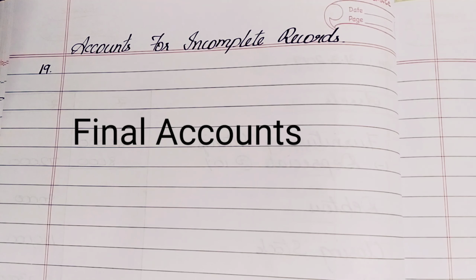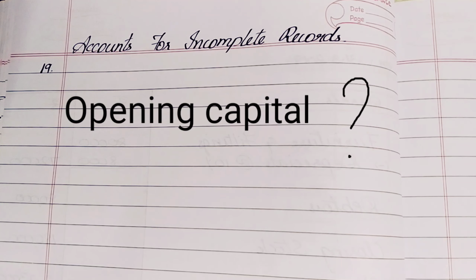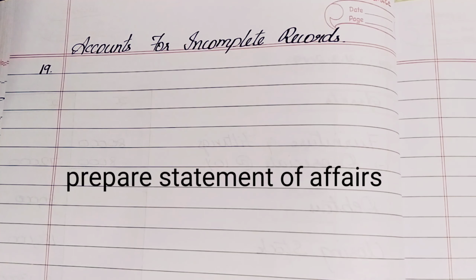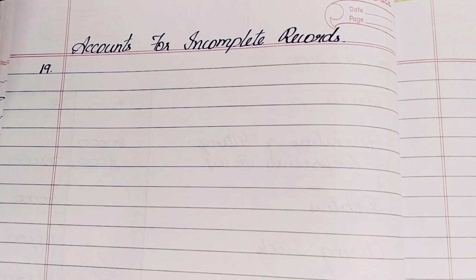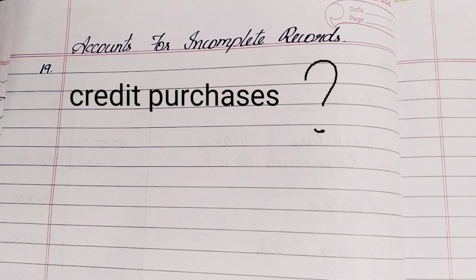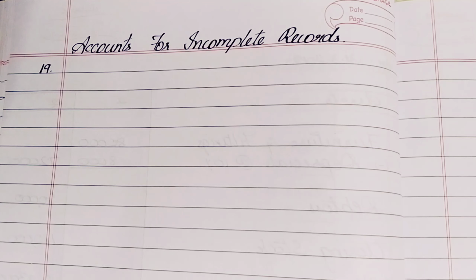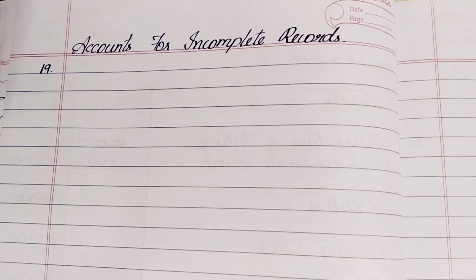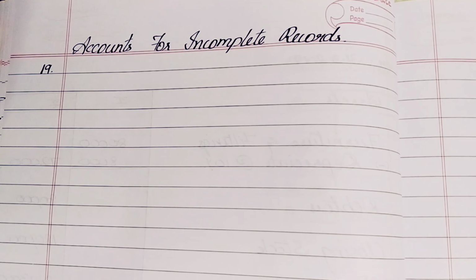We came across all the items, but there was no opening capital given in the sum. So we have to prepare a statement of affairs as on 31/12/2017 and find the opening capital. Secondly, credit purchases was not given in the sum. It was only the purchase return, sales, and the sales return that is given. Therefore, we must open a total creditors account to find out the credit purchases, apart from the final accounts that we are going to do. So let's start off with the statement of affairs.